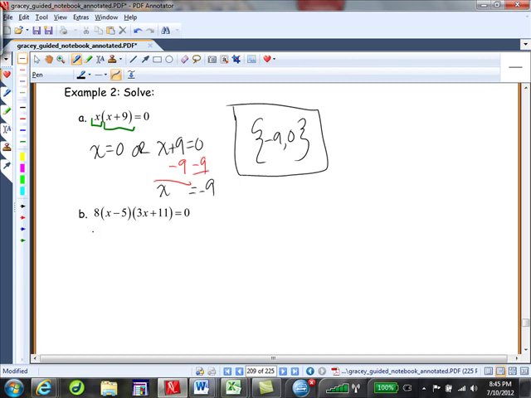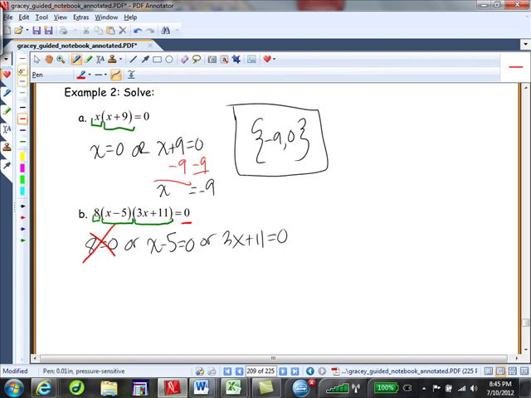Okay. Next up, factor, and most importantly, 0. So we're good to go. That means that 8 is 0, or x minus 5 is 0, or 3x plus 11 is 0. Okay, now I told you I'd had a little wine, but even I know that 8 is not 0. So guess what? That must not be the 0 factor, and we throw it out.